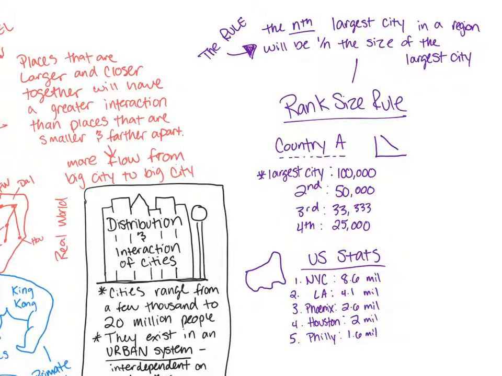Most of the time, this is going to happen in MDCs. So unlike primate city countries, which can't support all of the other cities, with rank-sized rule cities, remember, these are our more developed countries. They are pretty established. They have money. They can support other places. So they can support all the other cities as well.